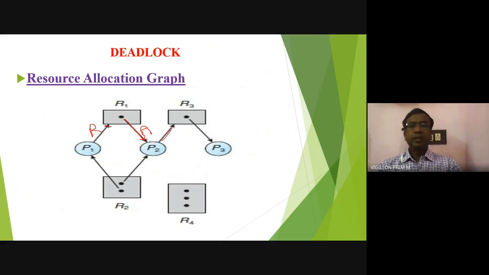Now, what does it mean? Process P2 is requesting R3. R3 is allocated to P3, or in other words, P3 is currently using R3. P2 is currently using R1. Now, resource R2 is allocated to process P1. This is allocation. Resource R2 is allocated to process P2.